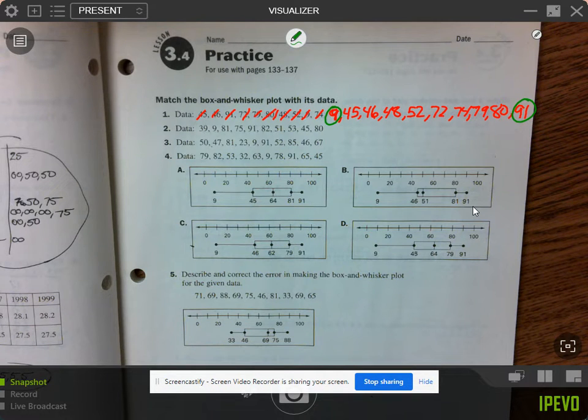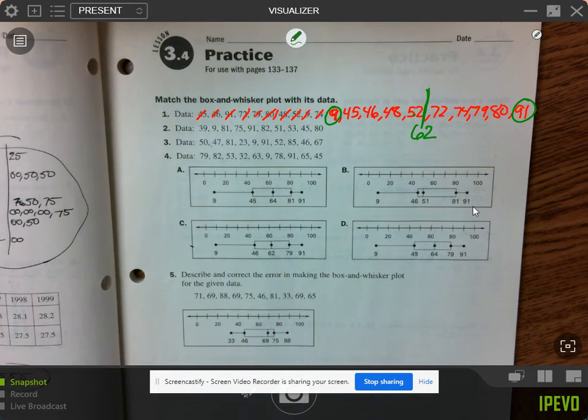So I have 1, 2, 3, 4, 5. 1, 2, 3, 4, 5. So our median is right in the middle. So what is the middle between 52 and 72? Nope. That would be if it was 52 and 53. Not 64. 62. So 62 is my median.